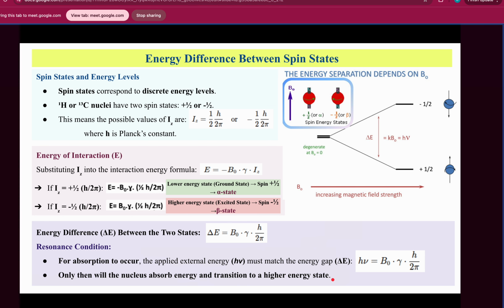Then only the transition will happen to the higher energy state, and the formula for that external energy should be B naught gamma h by 2 pi.